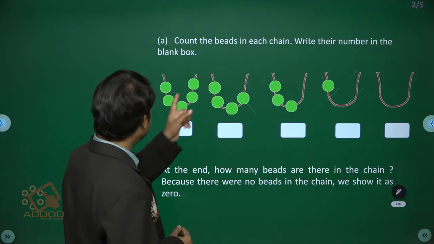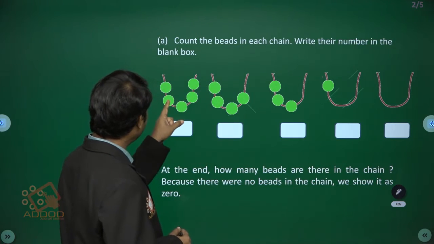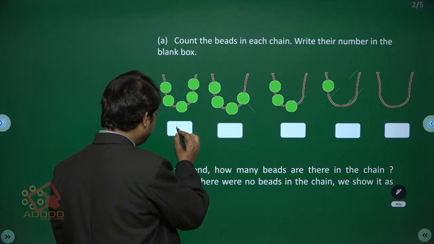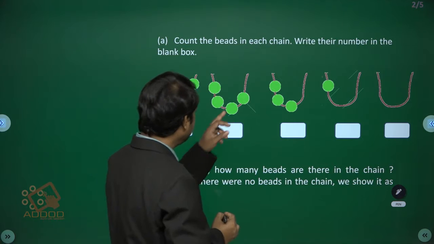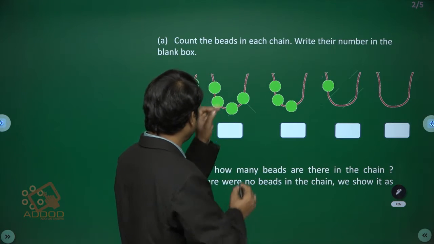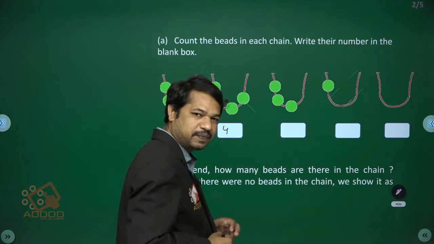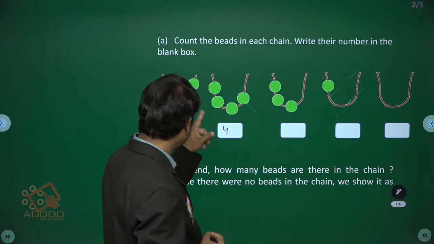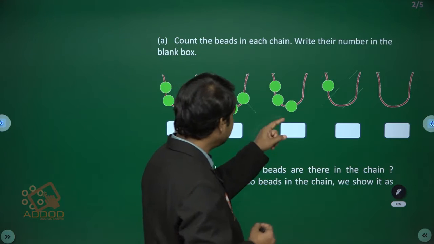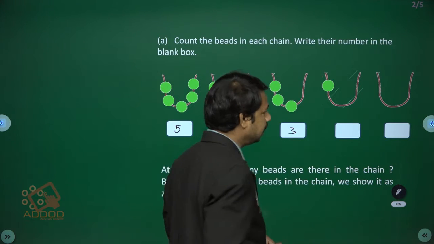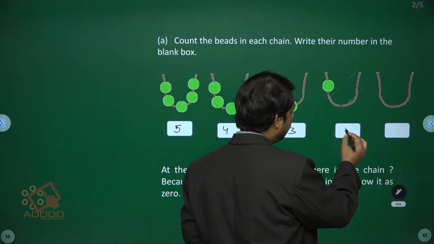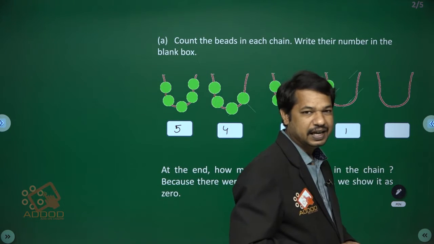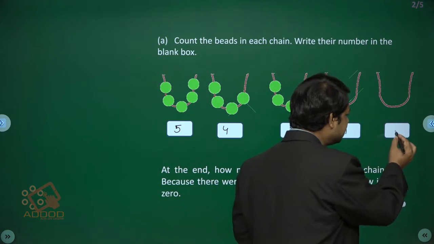See children, there are 1, 2, 3, 4, 5 beds. So write 5 here. Similarly here, 1, 2, 3, 4. Decreased one number. Similarly here 3. Here 1. Okay, next number. Yes, next number is 0.